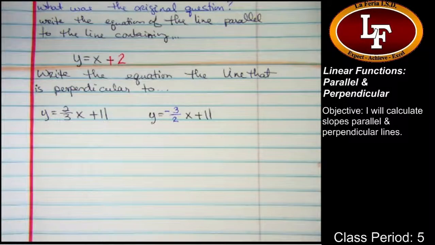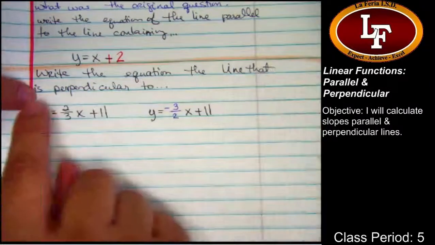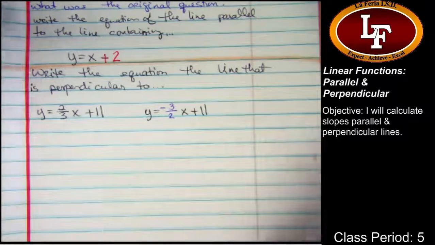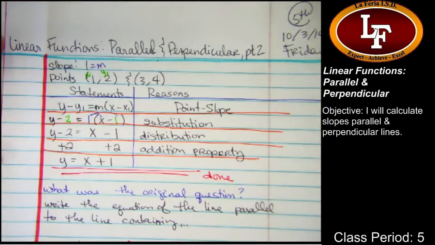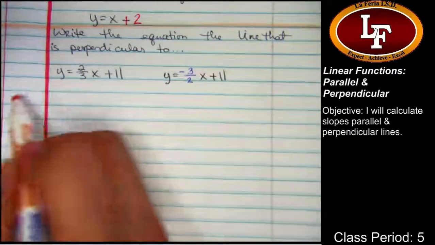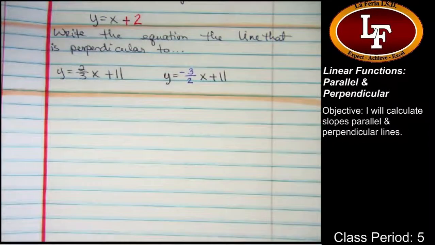Ta-da! Can you see what you might need to do if I said write the equation of a line perpendicular to the line containing, and I gave you some points? If I said write the equation of the line that is perpendicular to the line containing the points, and then I started listing points, could you tell what you needed to do? It's another epic fight scene. I'll give you some practice on that later.